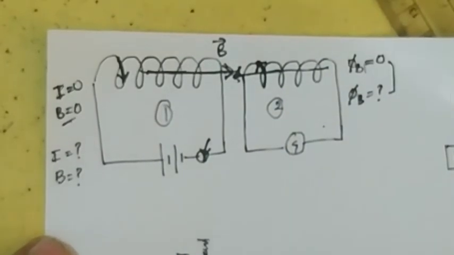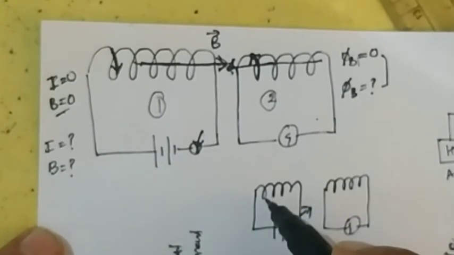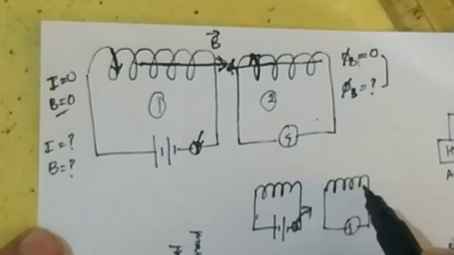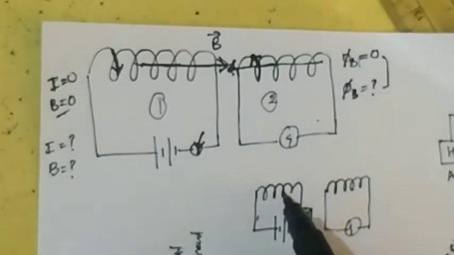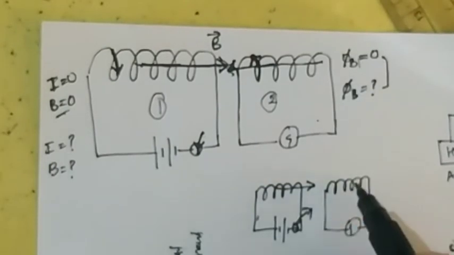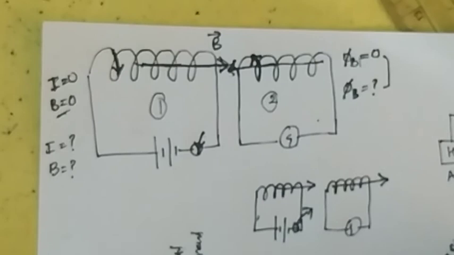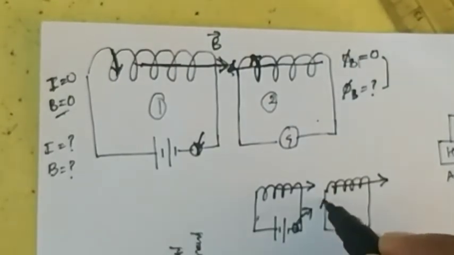Similarly, if I remove this key, then the current will decrease. As a result, there is a decrease in the magnetic flux linked to this coil, and the induced current is produced in such a way as to oppose this decrease. By producing a magnetic field in the same direction, this coil will also produce a current in the same direction. So the direction of current gets reversed. So it is along this direction.